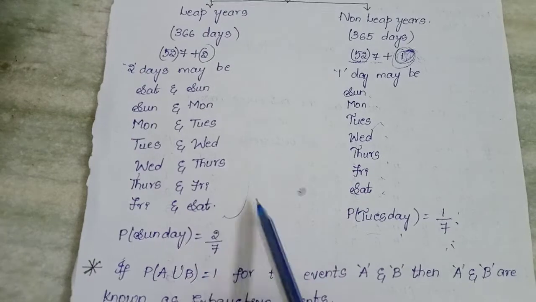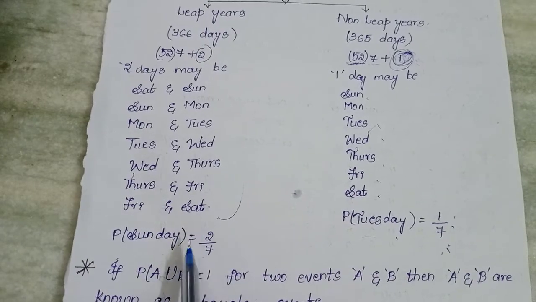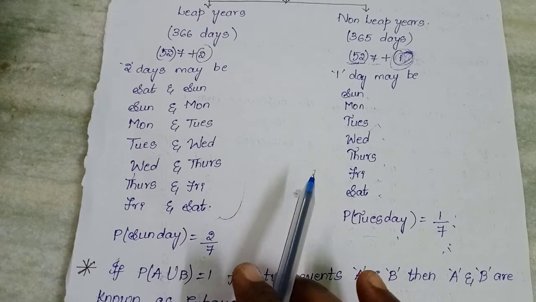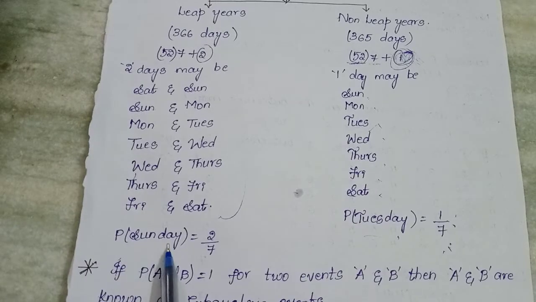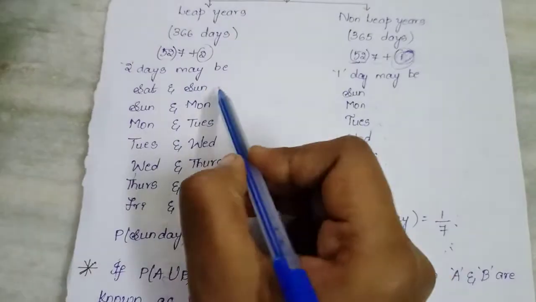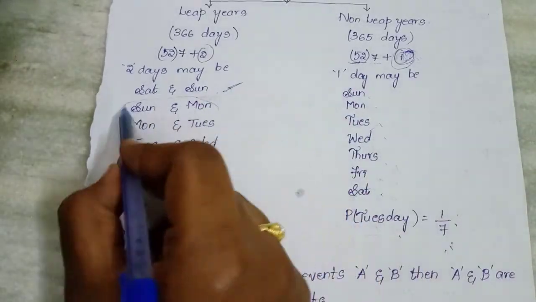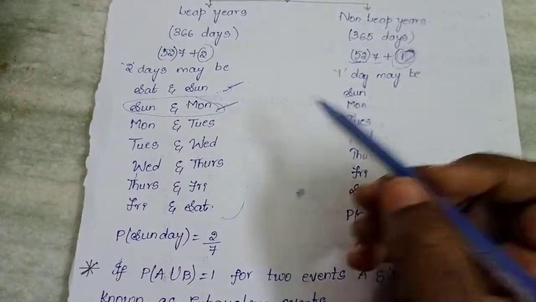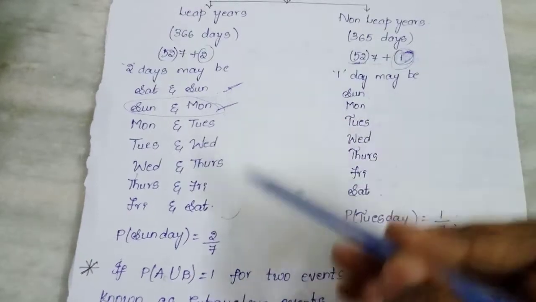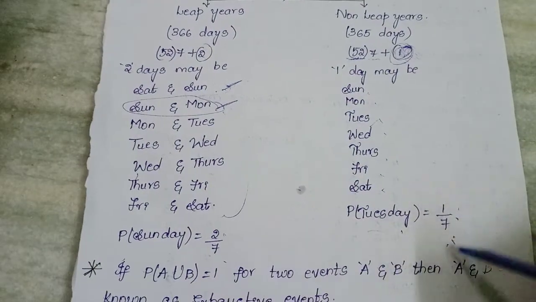These are the chances, but we need to have the correct probability, right? Probability of getting Sunday is 2/7. How? See, in this case we will have one Sunday, and in this case we'll have another one. So we have two chances. So 2/7. Here we have only one chance.